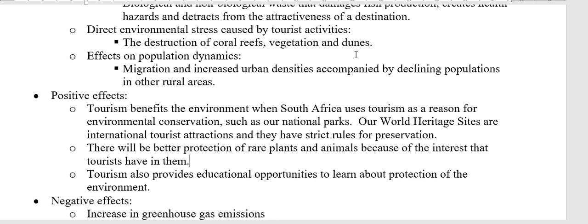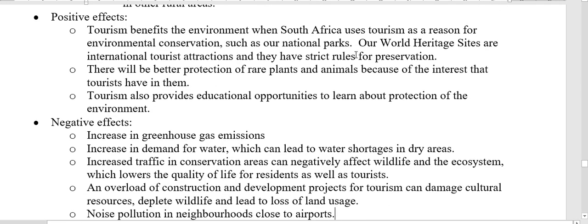All right. So how does tourism benefit the environment? Okay, we do sometimes use tourism as a reason for conservation. There are certain areas in our country that we protect because it is a tourist destination. All right. Our World Heritage Sites, for example, are international tourist attractions, and there are strict rules that apply. Okay, the Kruger National Park, for example, is a conservation area. They restrict how many people are able to go in there on any given day. There is no hunting. There is no feeding of animals, for example. They are protecting the area to preserve it intact so that future generations can also come and see it.